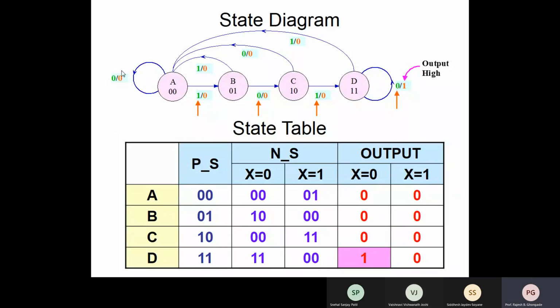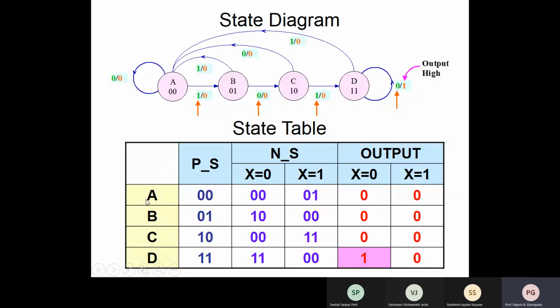So there are 4 states, A, B, C, and D. Correspondingly, I have already encoded these states as 0, 0, 0, 1, 1, 0, and 1, 1. So the present state is directly shown here in the form of the encoded bits. Next state, obviously, is going to be represented by again 0, 0. So 2 bits required for encoding the state.